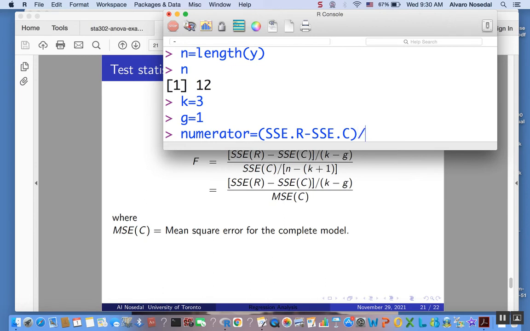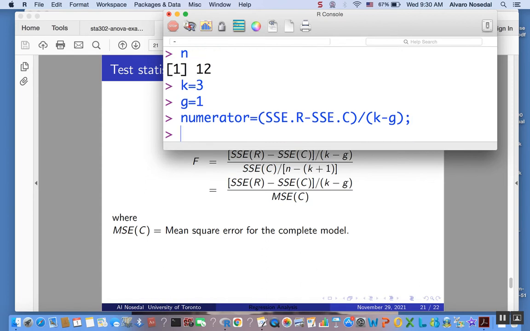And it's going to be divided by k minus g, the difference in the number of parameters, right? So k minus g. In this case, it's going to be 2. The denominator is going to be the sum of squares for the complete model divided by n minus the number of beta parameters. And that's important, the number of beta parameters in your complete model.